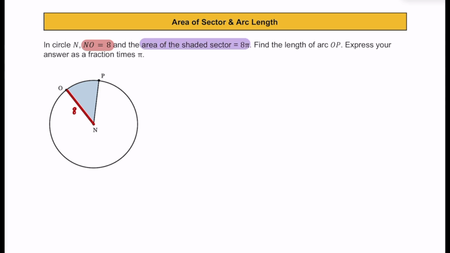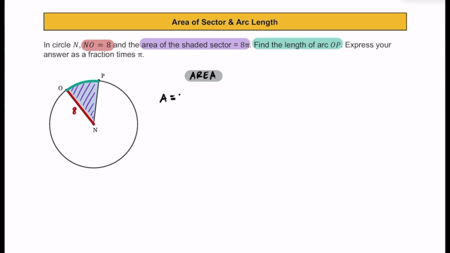Then we're told that the area of the shaded sector is 8 pi, and that's this area right over here. What we're being asked to do is to go ahead and find the length of arc OP. That's going to be from here to here. So we're given the area of a sector, which is related to the area of the circle, and we need to use that information to relate that to the arc length, and that deals with the circumference of the circle. So since we're given information about the area, let's go ahead and start with that first.